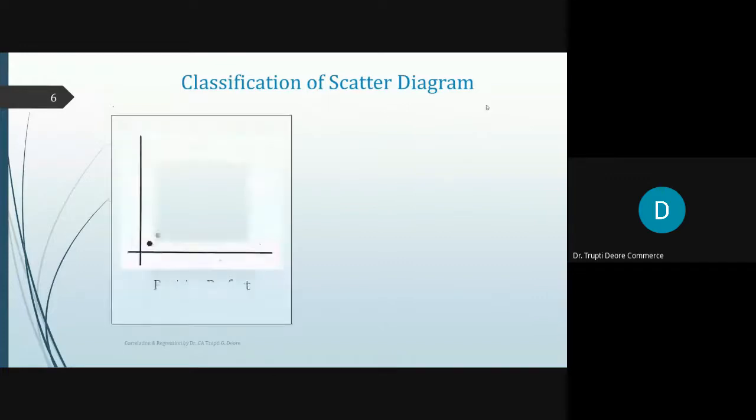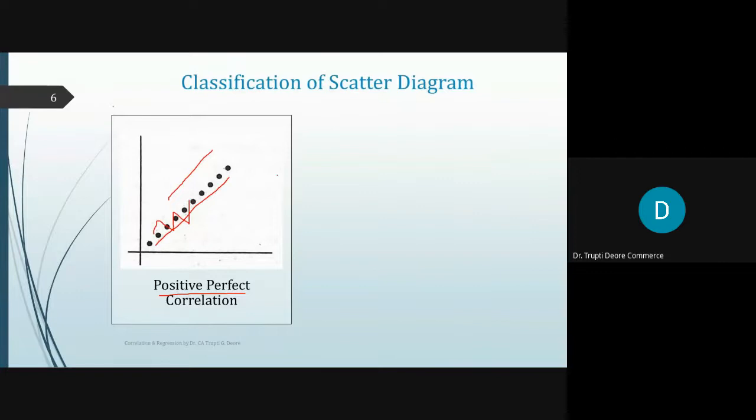This one is called a positive perfect correlation. Why is it a positive perfect correlation? Because you can see here the lines are in exactly the same way, right? The plots are in a straight line. It means they have a perfect positive correlation.